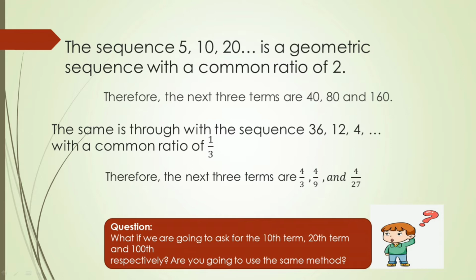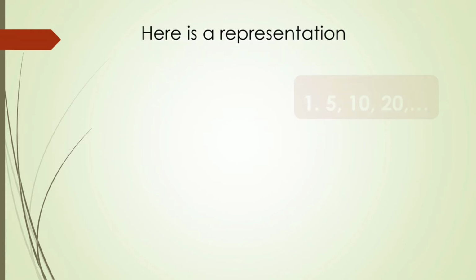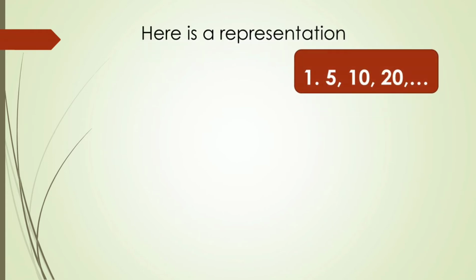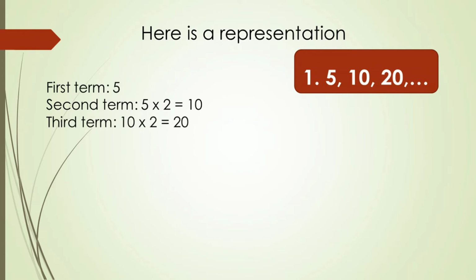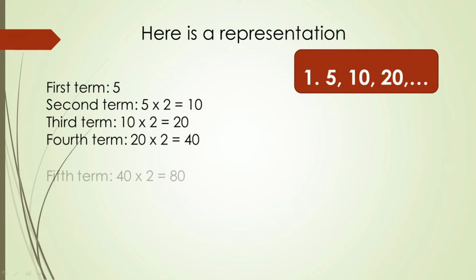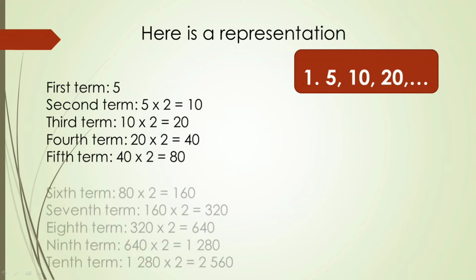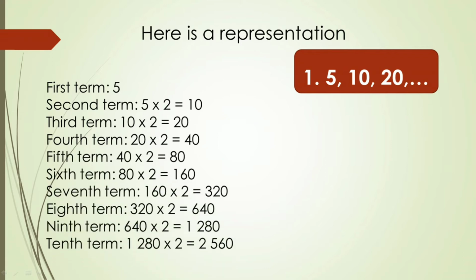Here is a representation ng first example natin na 5, 10, and 20. Yung first term natin is 5, yung second term is 10, yung third term is 20. As what you can see here, ang common ratio natin is 2, that is consistent. Then, yung 20 multiply by 2 to get the fourth term, multiply by 2 to get the fifth term, multiply again by 2 up to we reach the 10th term or the 100th term.